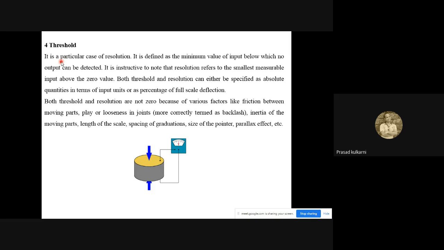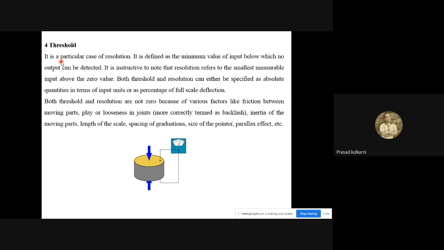Thresholds and resolutions are not zero. जैसे कि मैंने थोड़ी देर पहले आपको माइक्रोमीटर का एग्जांपल बताया था, तो जब आप डायमीटर मेजर कर रहे होते हो तो वहां पर भी फ्रिक्शन होता है, थोड़ा सा friction in between the tip of that micrometer and the surface of the component.